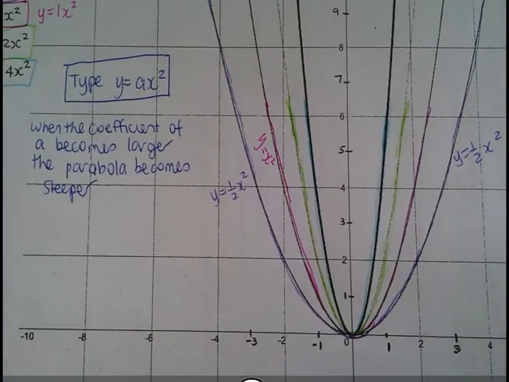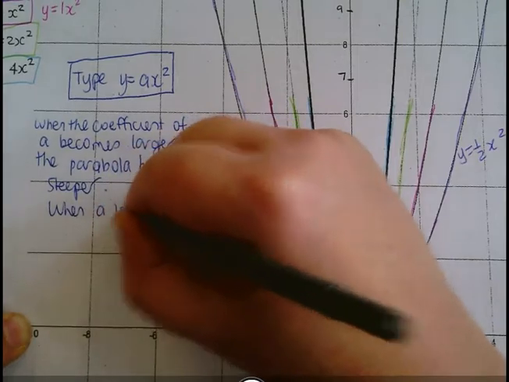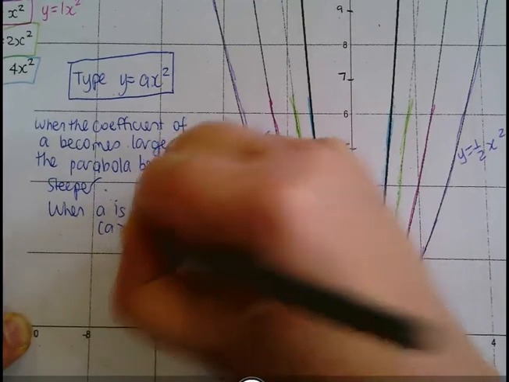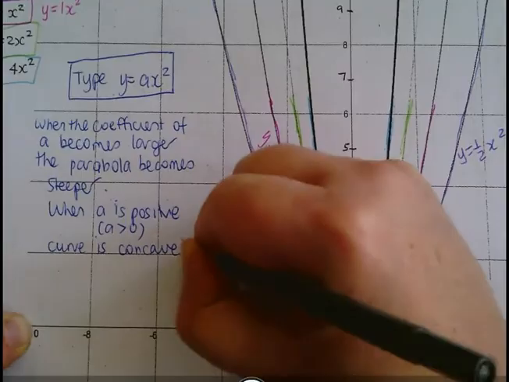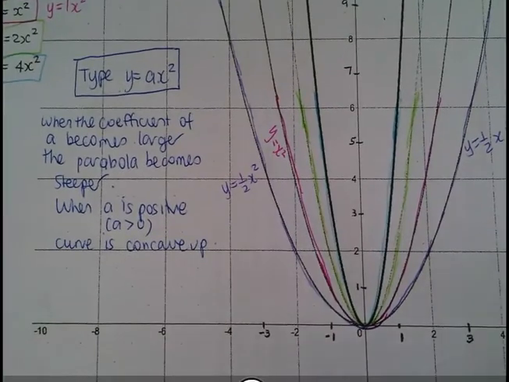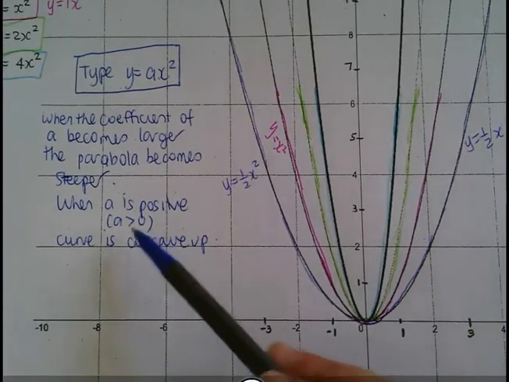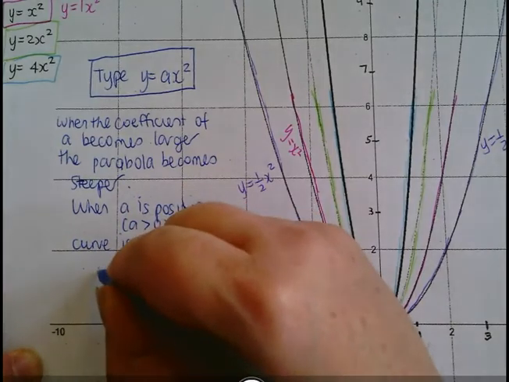Okay, now, so when the coefficient of a becomes larger, the graph becomes steeper, and when a is positive, we write that by saying, when a is greater than 0, the curve is concave up. So as the coefficient of a becomes larger, you might want to say, the parabola becomes steeper. Okay? And when a is positive, or a is greater than 0, the curve is concave up. And let's just do a table of values for one of them.